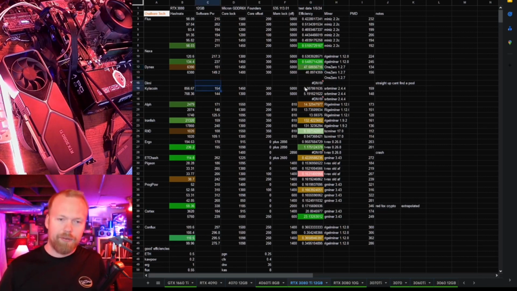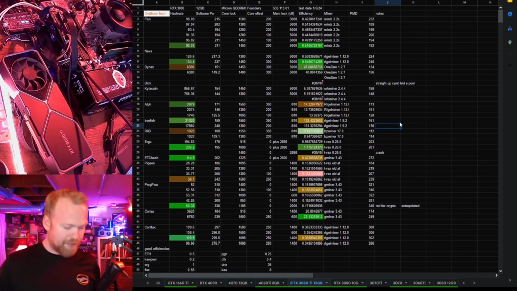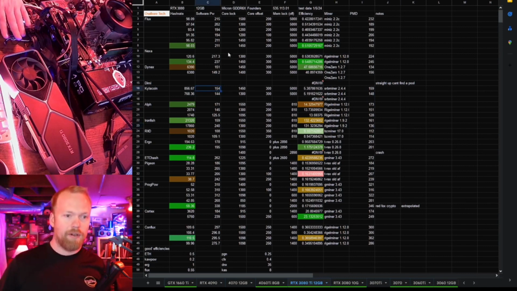Kylacoin, again, I really just don't have enough data on that. This one's only included basically out of community requests. So there are the numbers right here. You can see exactly what we're working with as far as hash rates and efficiencies. PMD wattage, again, on the right, that's a hardware intercepted power measurement. And then software, of course, is always here on the left. So you can see how much the card is lying or how close it is.